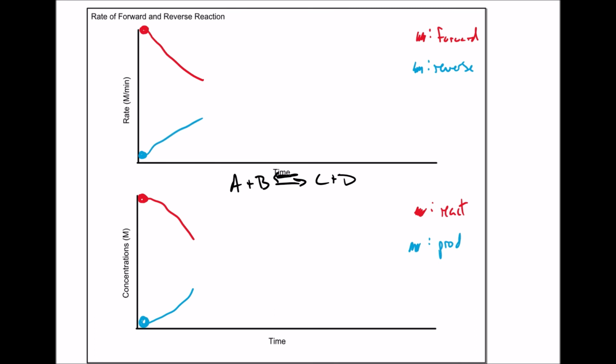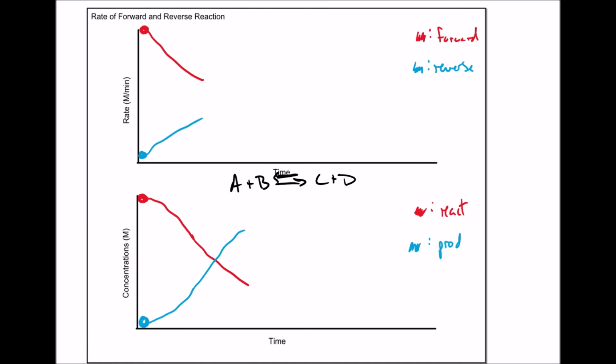Now let's consider the next point in this graph. The concentration of A and B has decreased, but the forward rate is still faster than the reverse rate. That forward rate, while slower, is still faster than the reverse rate, which means in the next instance here, there will still be a net decrease in the amount of A and B. And for every amount of A and B that decreases, well, there's got to be an increase in C and D. Let's consider these new concentrations and the effects they have on rate.